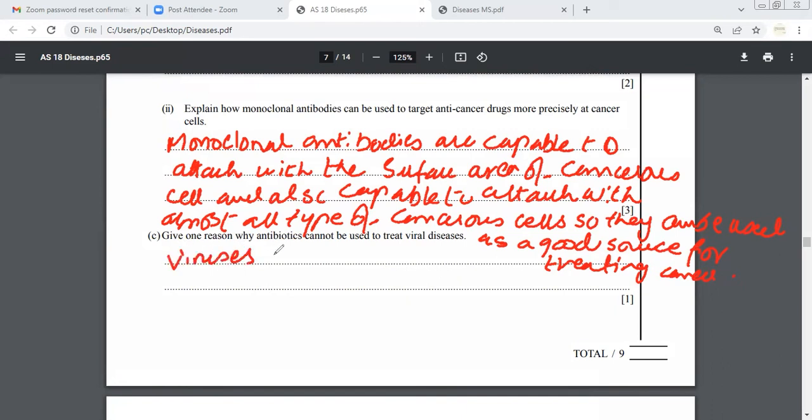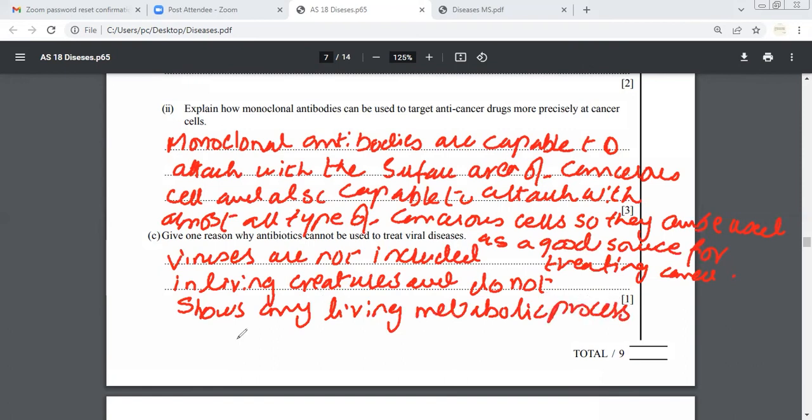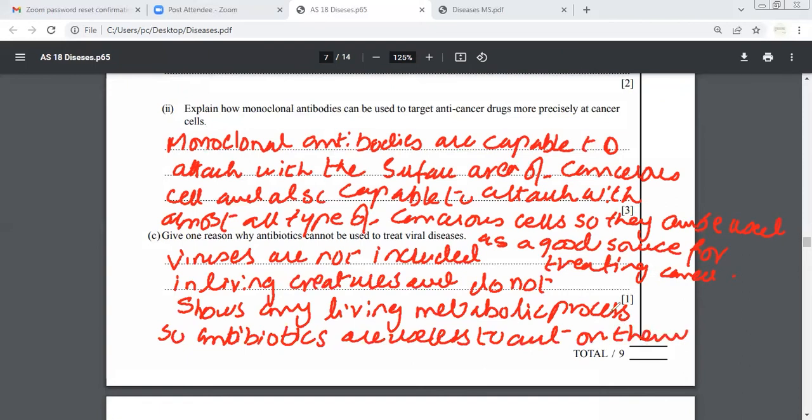Next question is, give one reason why antibiotics cannot be used to treat viral disease. Viruses are not included in living creatures and do not show any living metabolic process. So antibiotics are useless to act on them or destroy them.